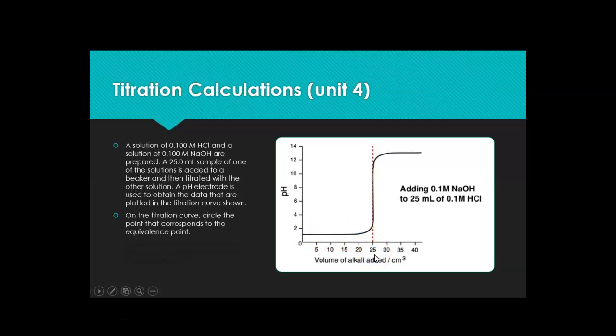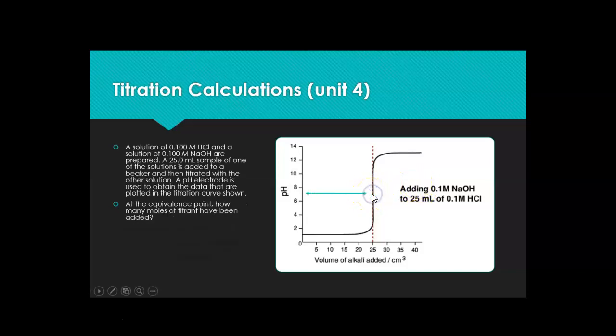Now they ask on the titration curve for you to circle the point that corresponds to the equivalence point. Remember, you're adding 0.1 molar sodium hydroxide to 25 milliliters of 0.1 molar hydrochloric acid. So where is the equivalence point? Well, we've got a strong acid and a strong base, and the millimoles are equal. That's the equivalence point. The pH would have to be 7 when you're going strong, and so you are right there, smack in the middle of this S-curve.